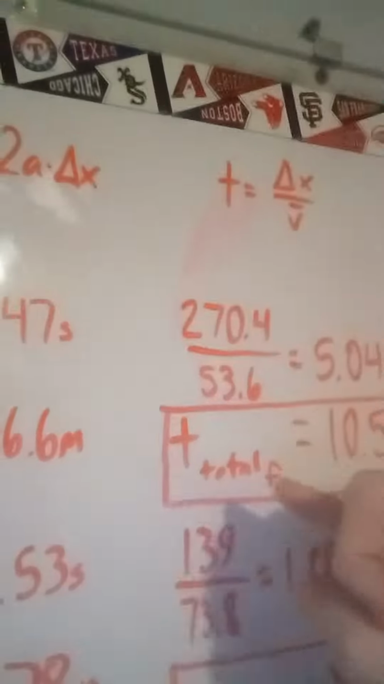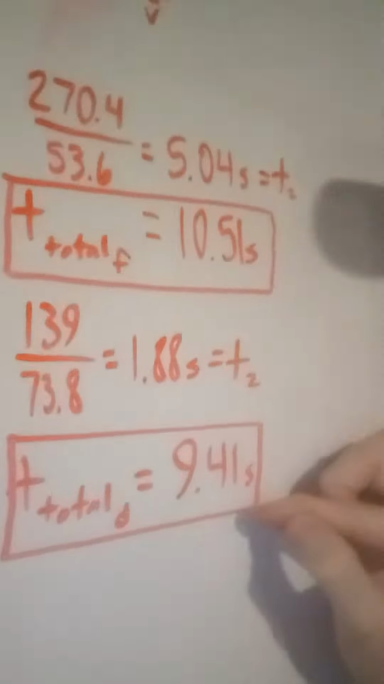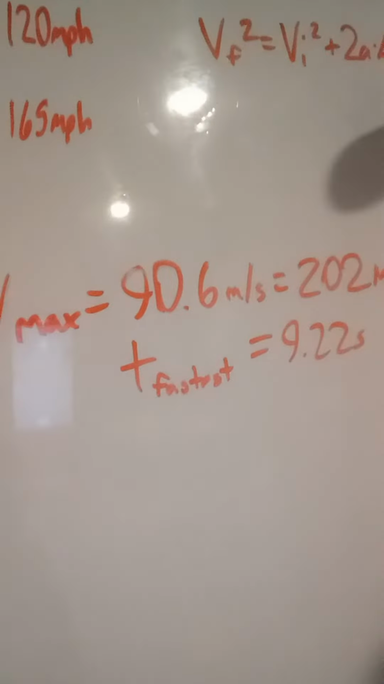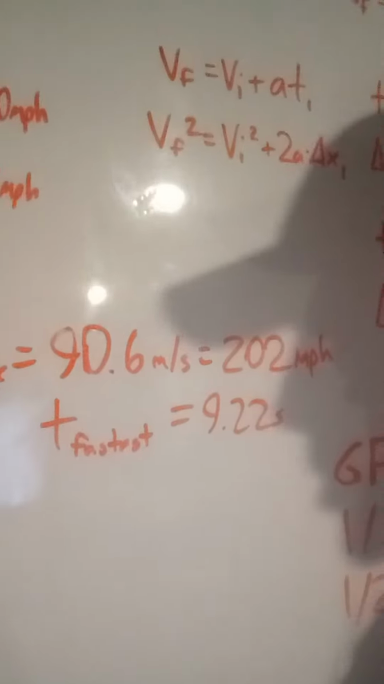Now, if you split these up and subtract the distance from 417 meters, you get a total time of 10.51 seconds for a belly flop and 9.41 seconds for a dive. Furthermore, I went a step beyond and said that 202 miles per hour is the theoretical maximum velocity a human body could reach jumping from that high, and that would take 9.22 seconds.